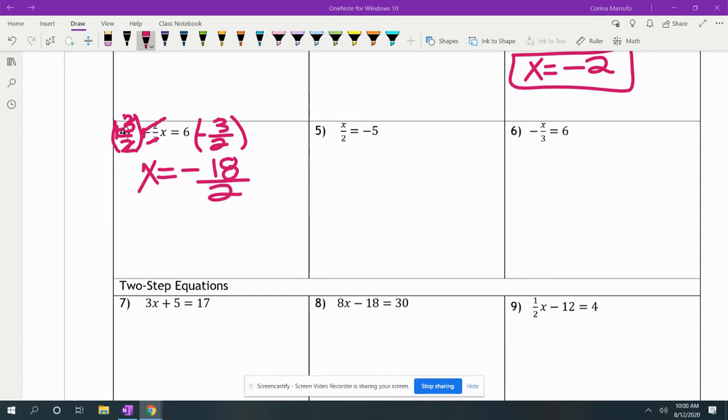Thank you. Okay, so now you're going to take negative 18 and divide it by 2, and that is going to give us negative 9.